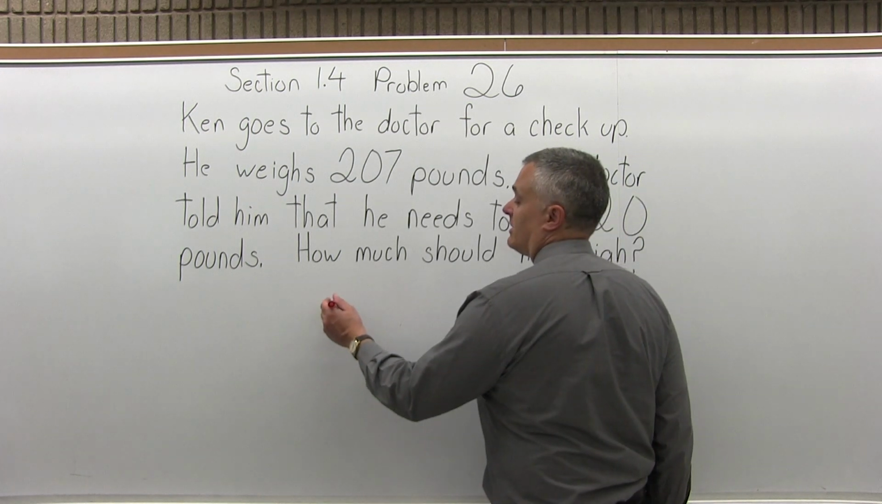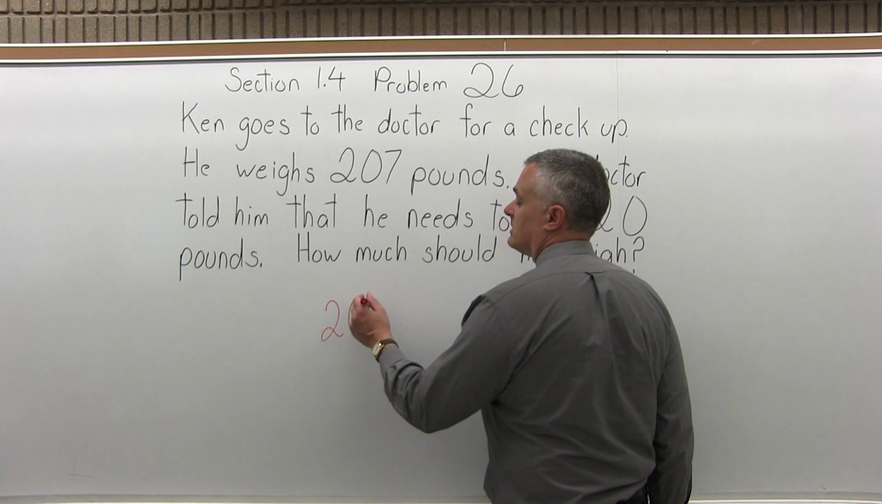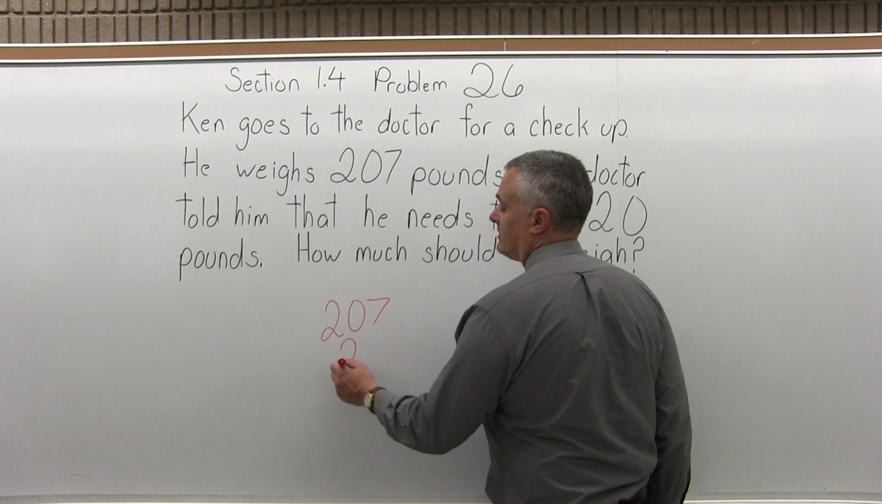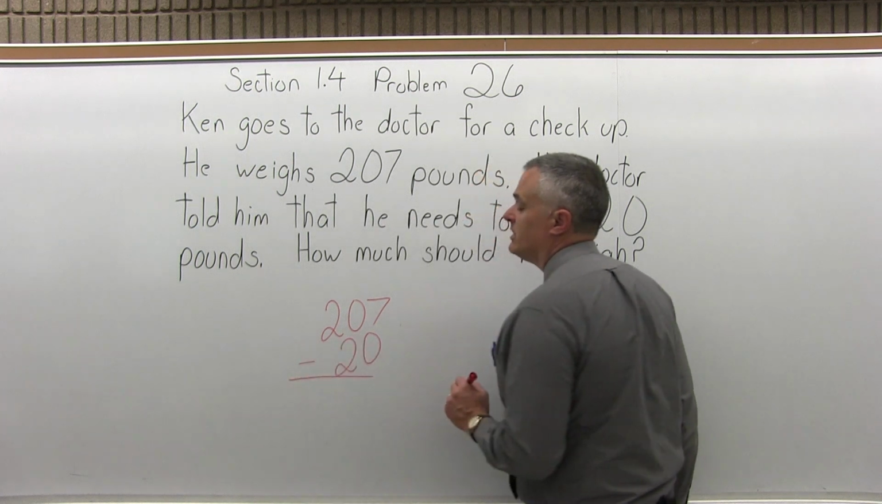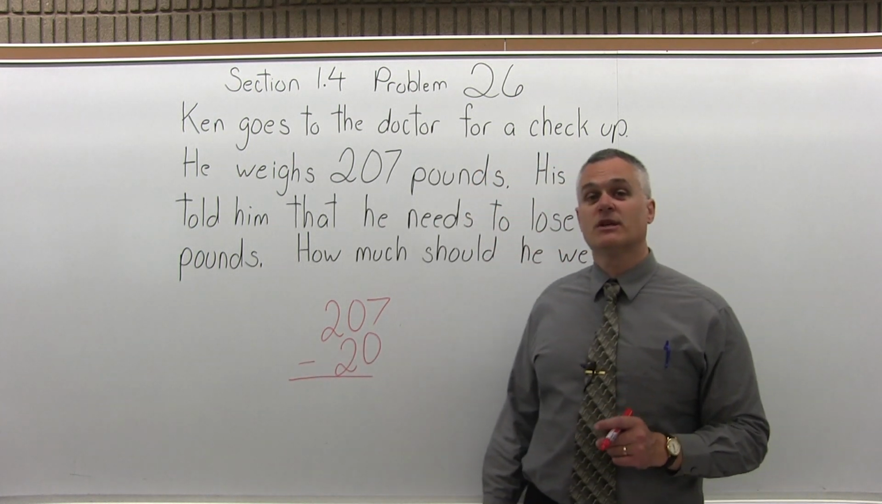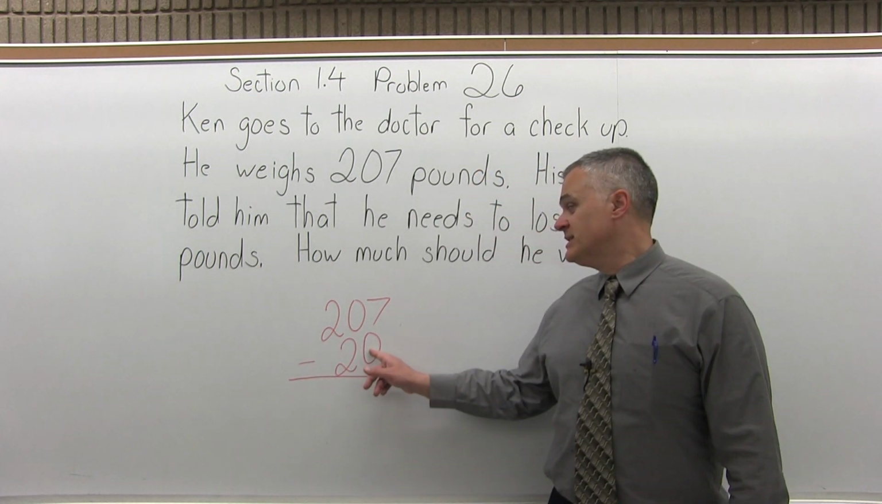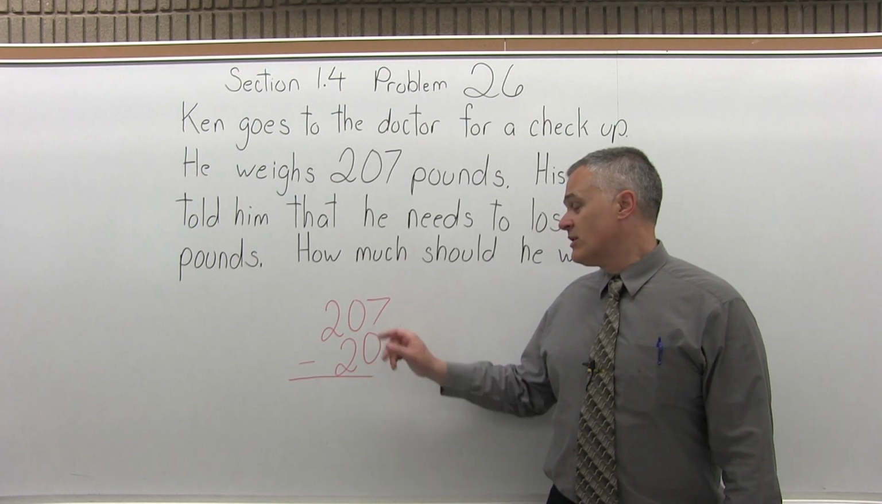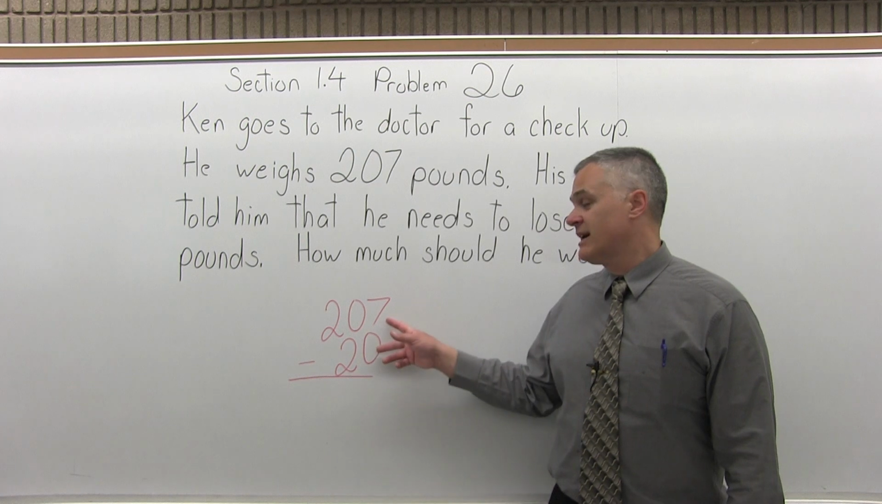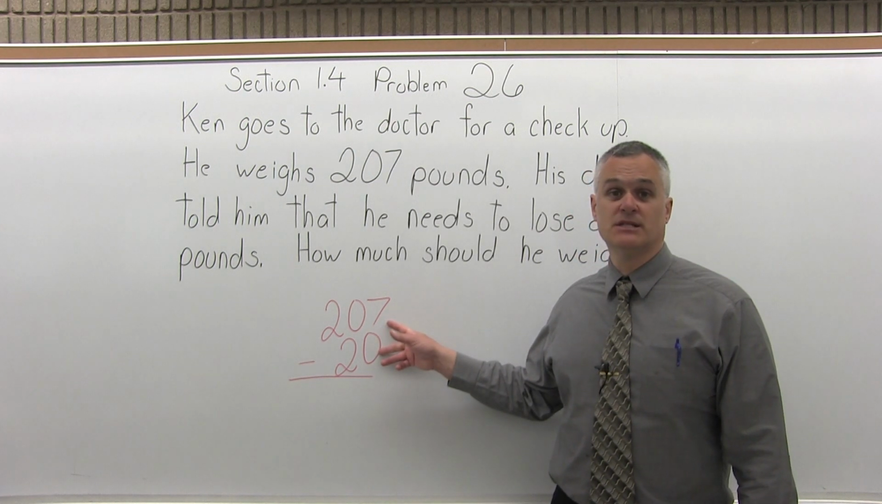The 207 pounds that Ken weighs now minus the 20 pounds that he will be lighter if he loses the weight that his doctor tells him to. And we'll do that subtraction. I want to write the numbers so that the rightmost digit of each number lines up vertically when I write them. So now in the far right column of digits, I have to subtract 7 minus 0.